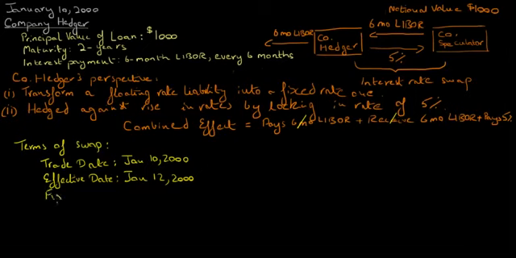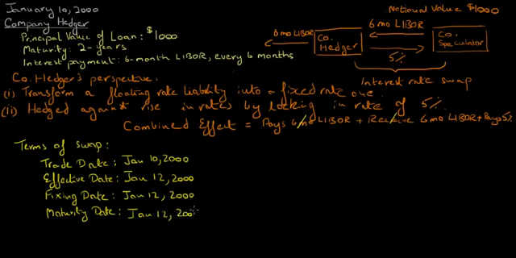Fixing date is the date on which the floating interest payment is set, and it may be the same as the trade date, but in this example, we will assume that it's same as the effective date, which is January 12th of year 2000. And finally, it has the maturity date on the swap, which is 2 years from the effective date. That would be January 12th of year 2002.